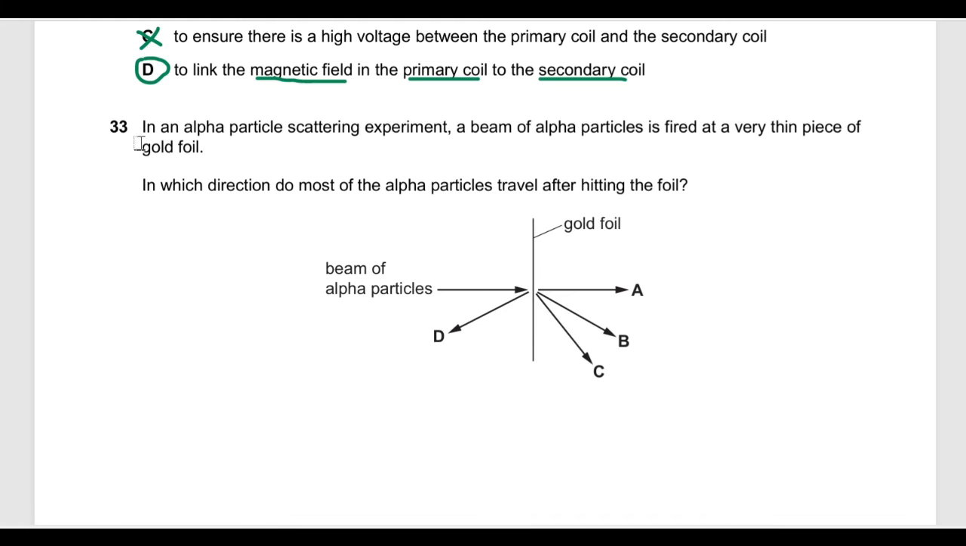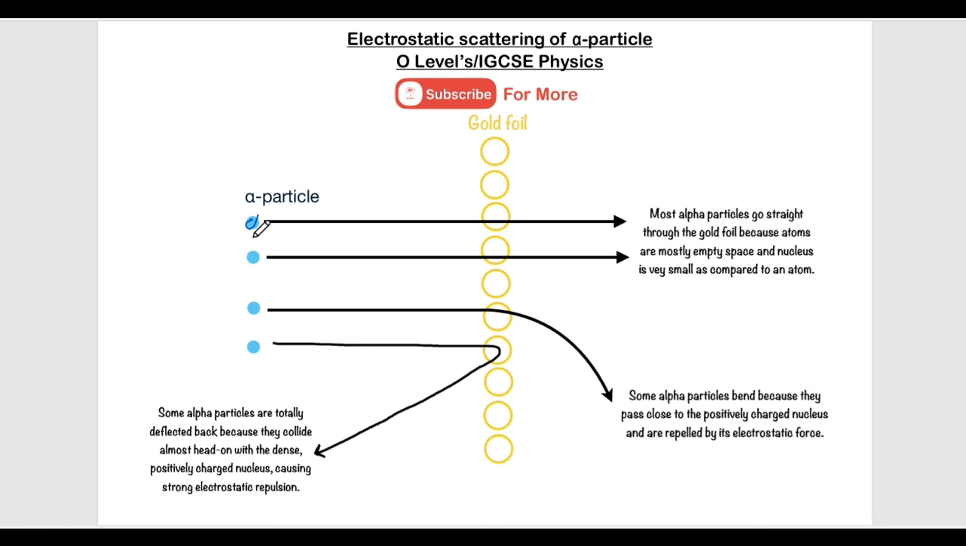33 says in an alpha particle scattering experiment, a beam of alpha particles is fired on a very thin piece of gold foil. In which direction do most of the alpha particles travel after hitting the foil? If we see the Rutherford experiment, he bombarded alpha particles towards gold foil, and most of the alpha particles went straight through the foil. That is because mostly the atom is empty.